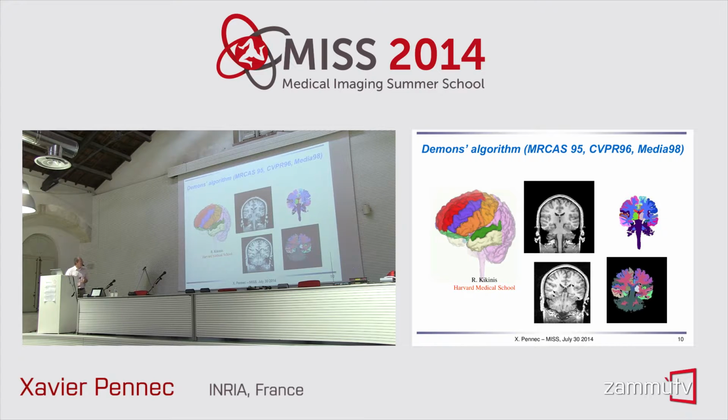And this is actually one of the examples that Jean-Philippe Thirion originally presented. I think it's dating from 95, 96. This is the deformation of an atlas which was provided by Ron Kikinis from Brigham and Women's Hospital to an image, and we could deform the image and then transport the atlas and then label the image.